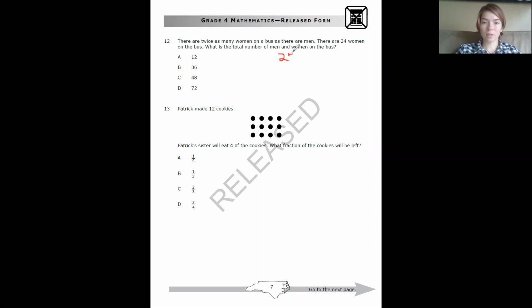24 divided by 2. And that's going to be 12. So now we know that there were 24 women and 12 men. To find the total number of men and women on the bus, we're going to need to do 24 plus 12. And that's going to get us 36.